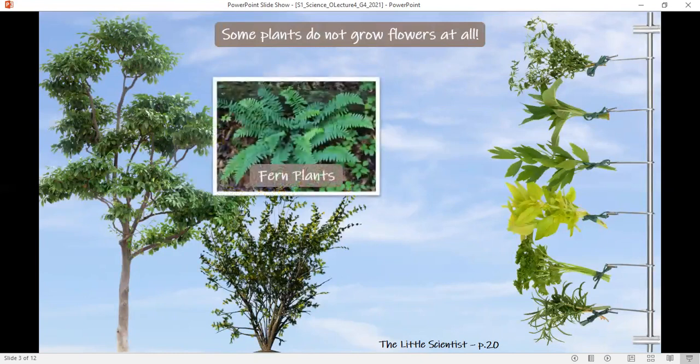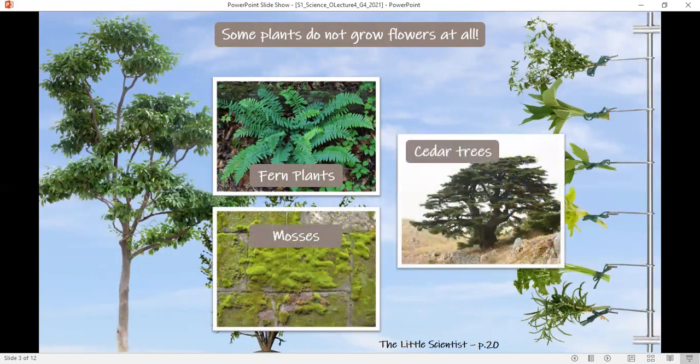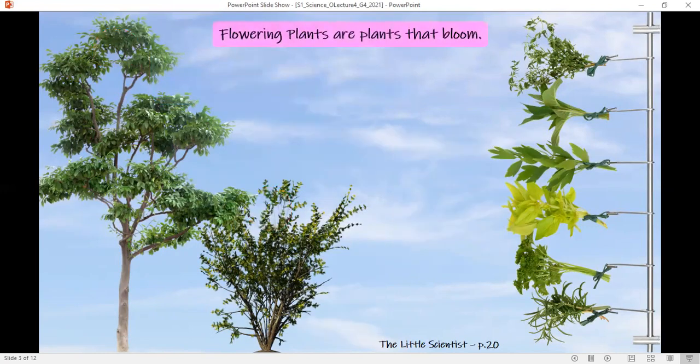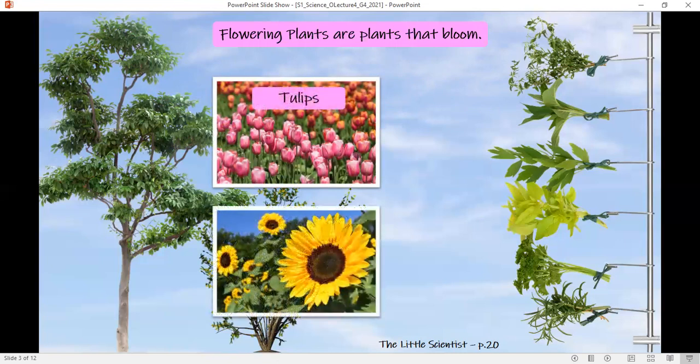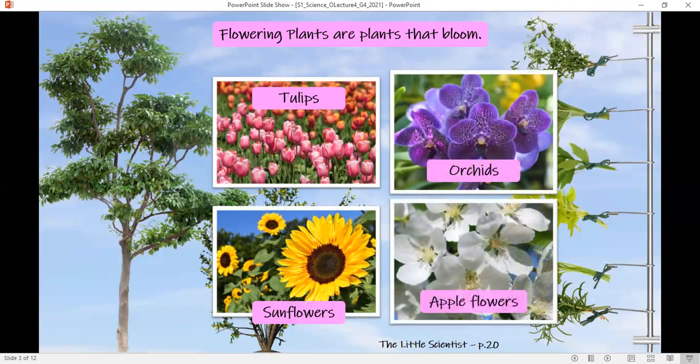Some others are non-flowering plants, such as ferns, pine trees, cedar trees, mosses, and dot plants. Most of the plants, as I said, are flowering plants, such as tulips, sunflowers, orchids, apple trees, and I know that you know other examples of flowering plants.